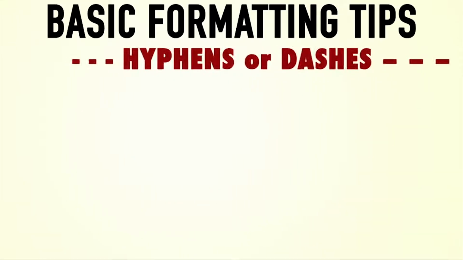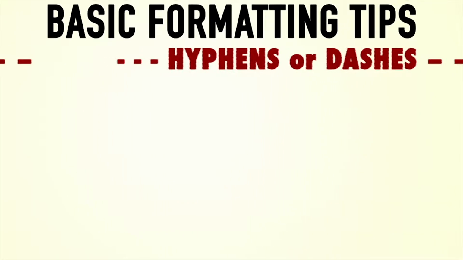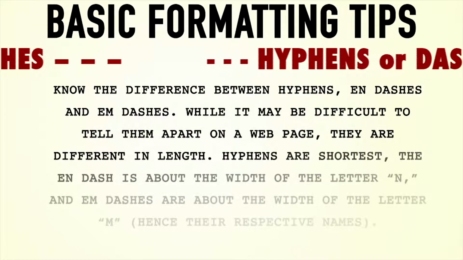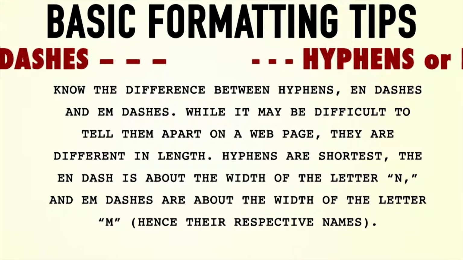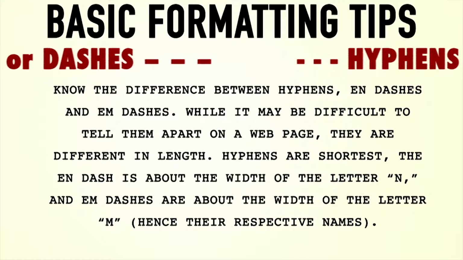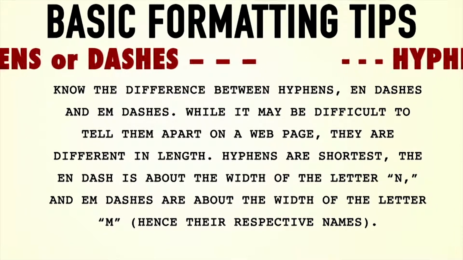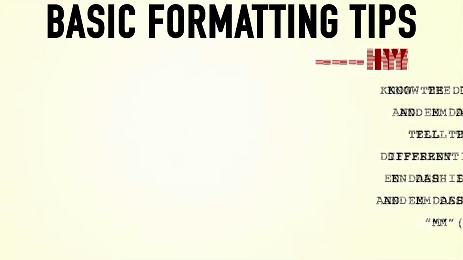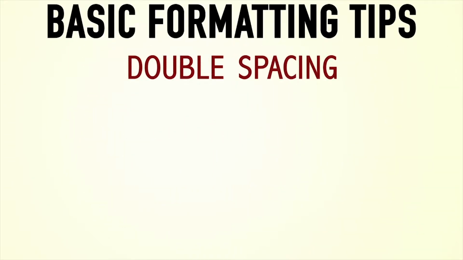Hyphens versus dashes. Know the difference between a hyphen, N dashes, and M dashes. While it may be difficult to tell them apart on a web page, they are of different length. Hyphens are shortest, the N dash is about the width of the letter N, and M dashes are about the width of the letter M, hence their respective names.